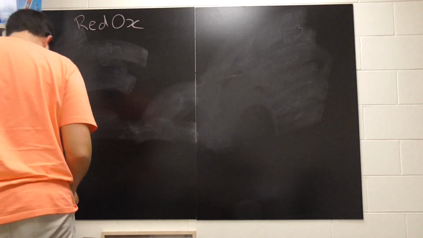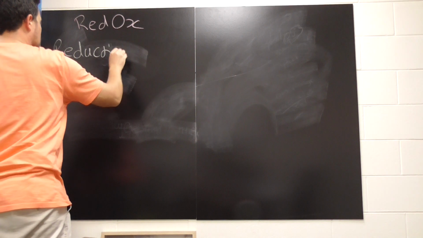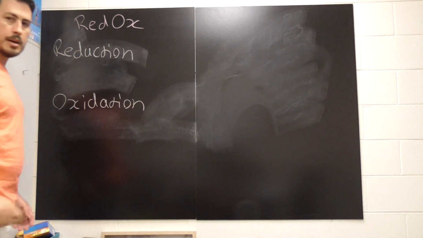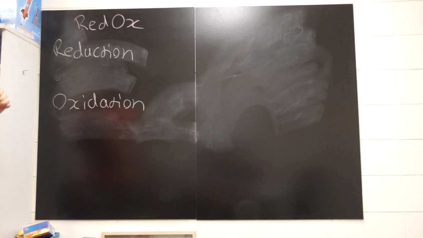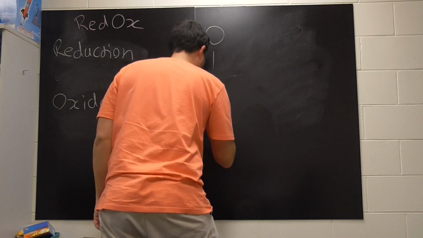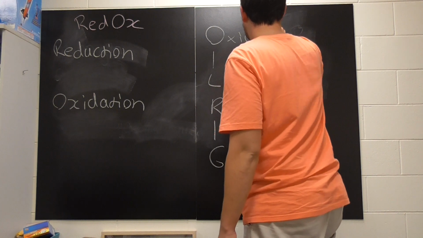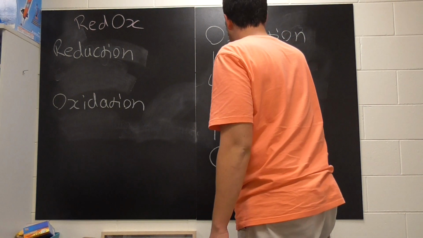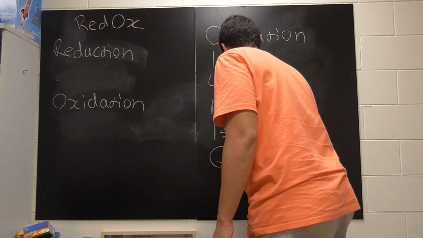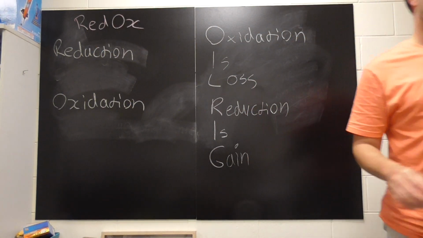So we've got two words here, which is reduction and oxidation, which are forming the parts of the word redox. Now I use an acronym, I don't know what you call these things, acronym? OIL RIG. Oxidation is loss, reduction is gain. Now what we're talking about there is oxidation is loss of electrons and reduction is gain of electrons.